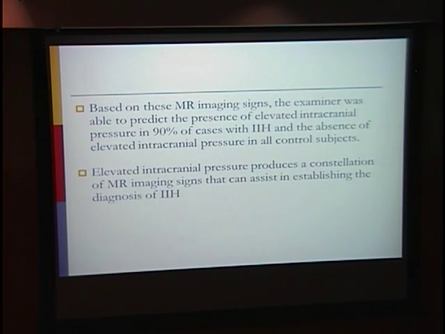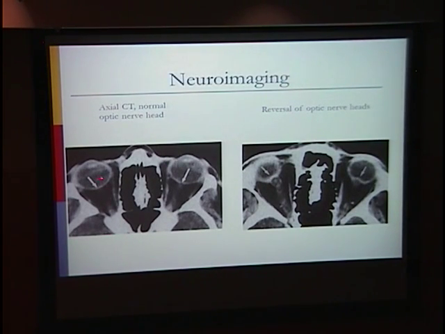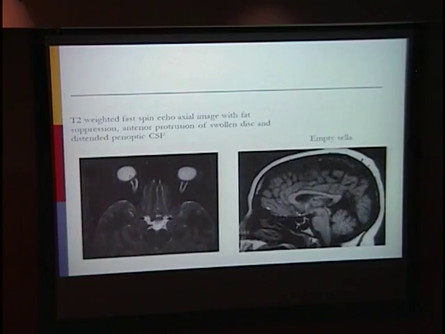And based on the MRI signs, the examiner is able to predict the presence of elevated intracranial pressure in more than 90%. This is an example for CT, axial CT. It's normal. You can see the optic lobe. And here you see the reversed optic nerve edge. It's like you'll see the papilledema in neuroradiology. Another example you see in T2 weighted image, fast spin echo, axial image with fat suppression, you can see anterior protrusion of the swelling of the disc with distended perioptic CSF. And it's very common, we look at this and we see, oh, there is an enlarged optic nerve, a lot of fluid, it helps us to diagnose.